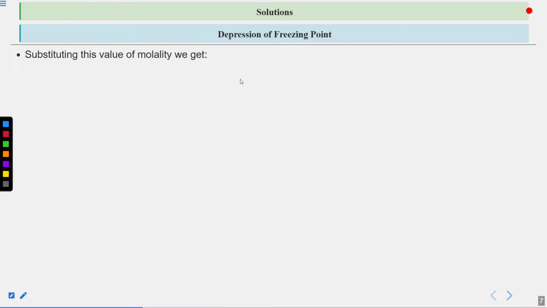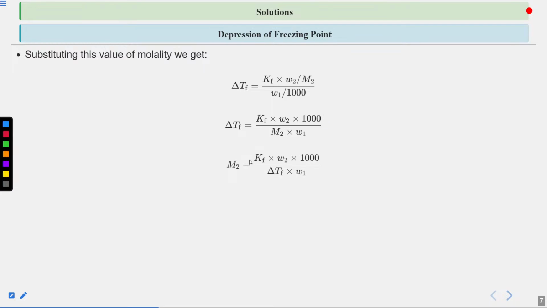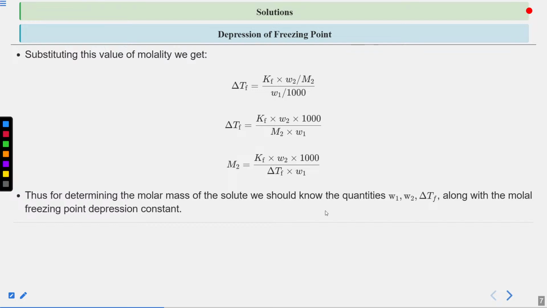Now substituting the values, similar to the case of elevation in boiling point, we get delta Tf is equal to Kf multiplied by W2 by M2 divided by W1 by 1000. Further, just rearranging it will give you this equation. But we are interested in the molar mass of this solute, so we have cross multiplied it to get this equation. And this is your final thing.